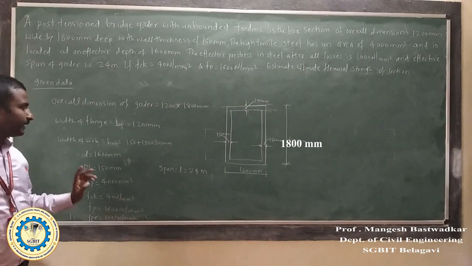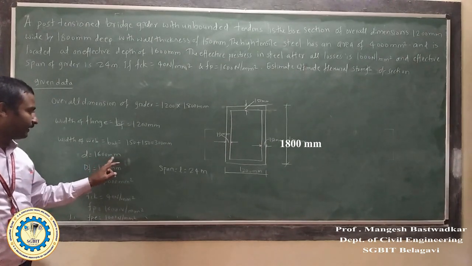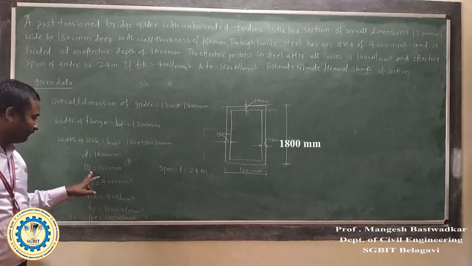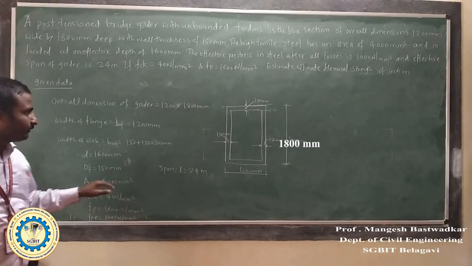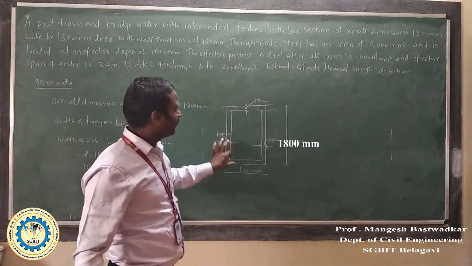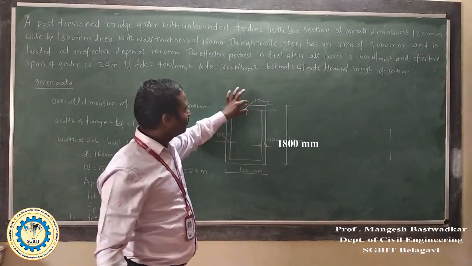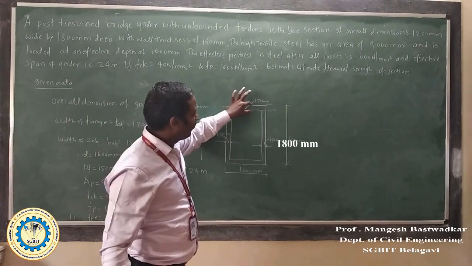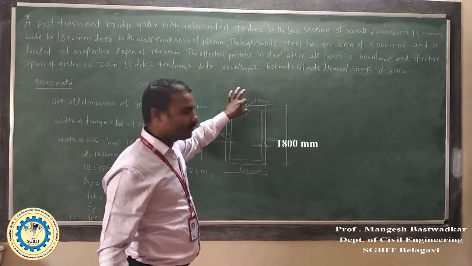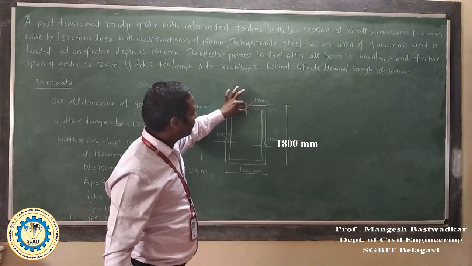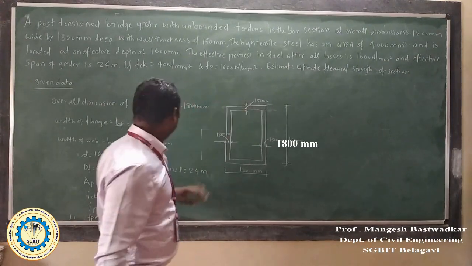Then overall depth is given 1600 mm. Then depth of the flange is given. Depth of the flange means thickness, overall thickness is 150 mm. So we'll consider this is the flange. This is the flange section we will consider. So this thickness will be 150 mm.